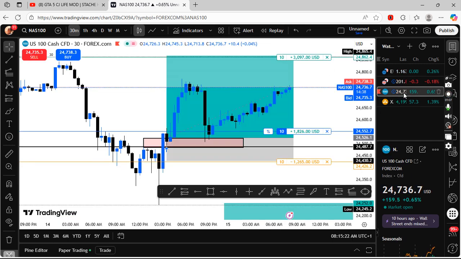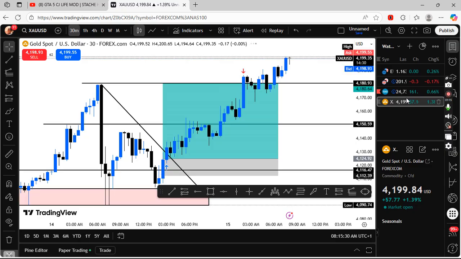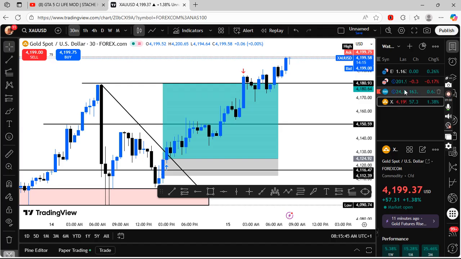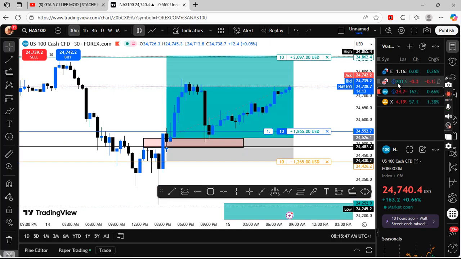Then we look at NAS 100. Yeah, NAS 100 is in profit. I kind of waited for it there as well. I picked the entry. Then we look at gold. I already closed the profit on gold. So here I'm using the paper trade for the live stuff. Then you guys know. So this is everything here.